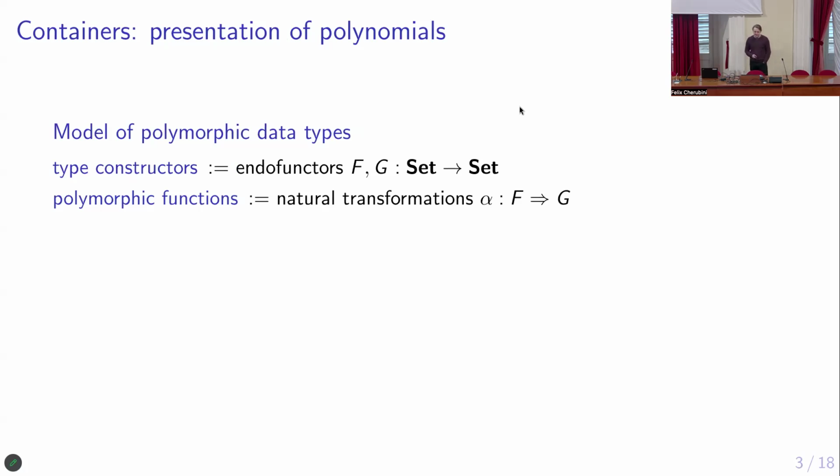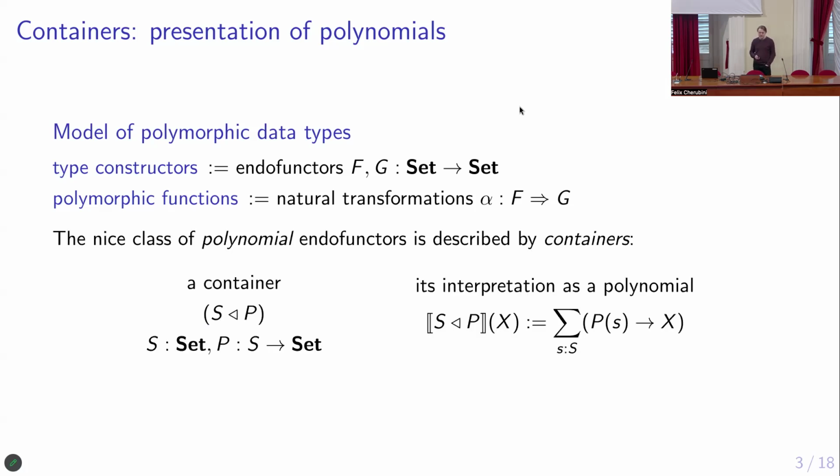Good old containers are a way of dealing with models of data types in some sense. What people sometimes have in mind as a model of data types is that you think of your type constructors as endofunctors on sets, and you think of your polymorphic functions between the types they produce as natural transformations. This is a relatively unstructured setting because there are all sorts of wild endofunctors in Set. But at least you can describe certain nice subclasses of those functors. And one particularly nice subclass is that of polynomial endofunctors.